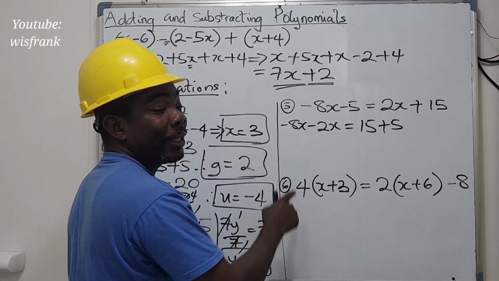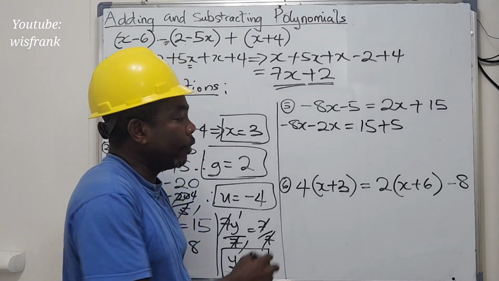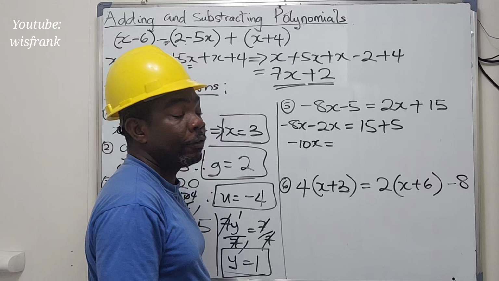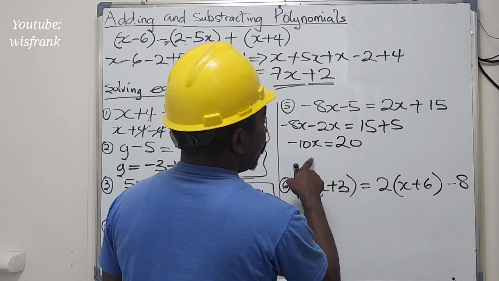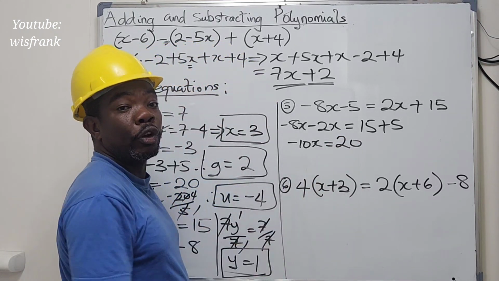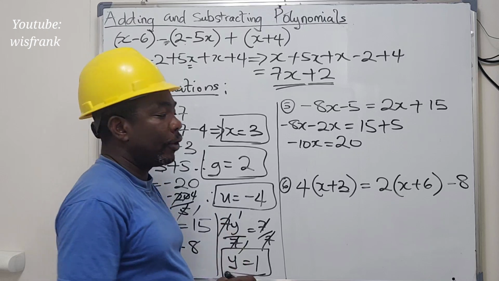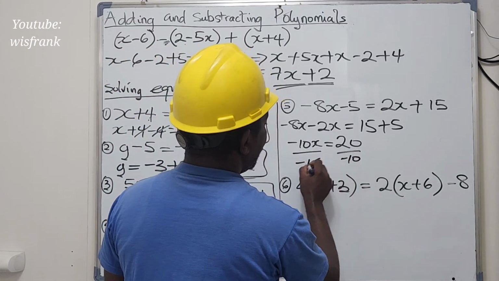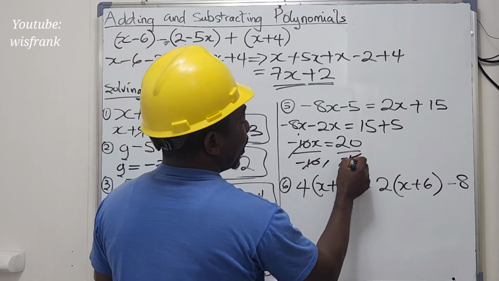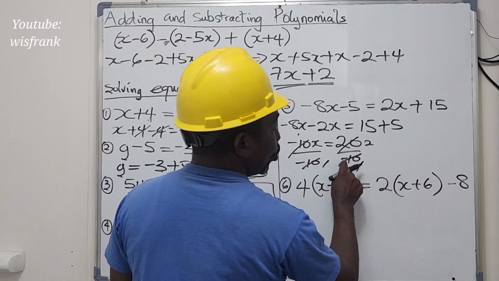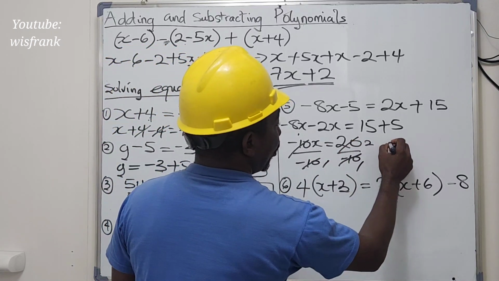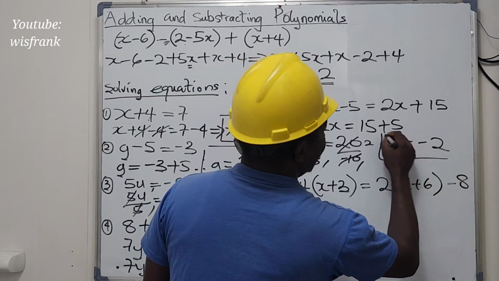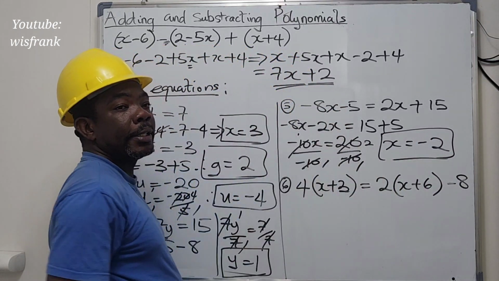So we have minus 8x minus 2x will give us minus 10x equals 15 plus 5 will give us 20. So for us to find the value of x here, we need to divide both sides by minus 10. So we divide here by minus 10 and divide here by minus 10. This will cancel here and this will cancel here. So we have minus here. So this will become x equals minus 2. So this is the value of x in this equation.